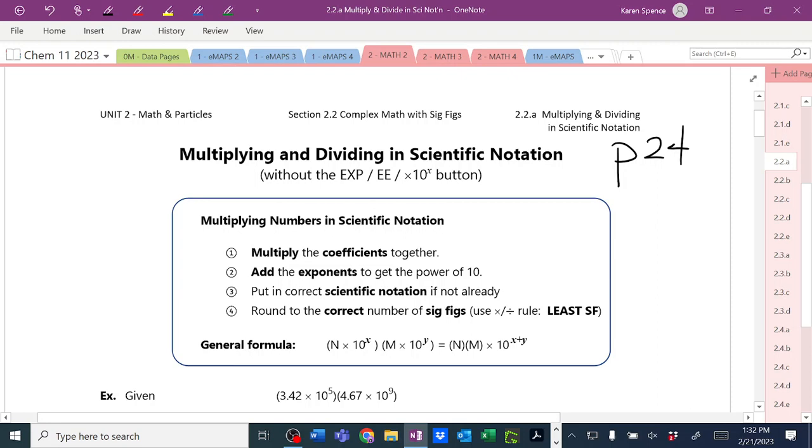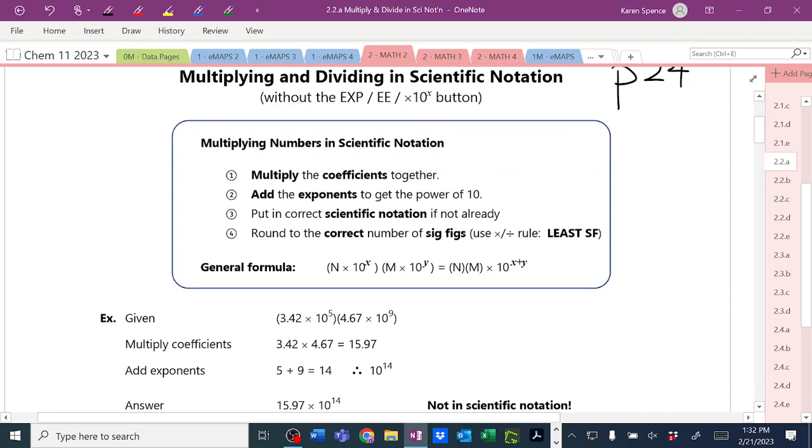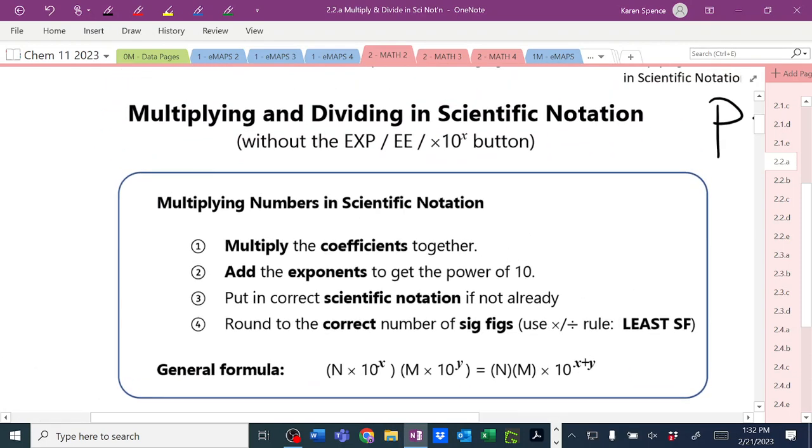We're going to learn a little bit about multiplying and dividing in scientific notation. This will be a good review of the multiplication and division rule for sig figs, as well as a little review of scientific notation. So, one way of doing it is to use the EXP or times 10 to the x button on your calculator. We will learn how to do that next day, so don't worry about that right now.